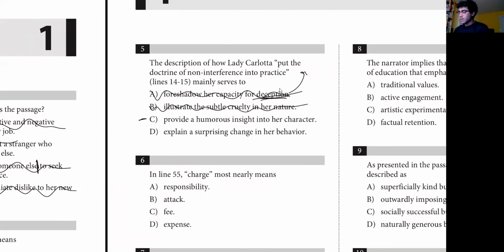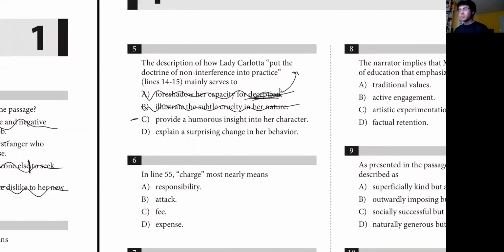But then D, explain a surprising change in her behavior. No, this is not a surprising change in her behavior because this was a one-time thing. Remember, she typically interferes in everything she does, but she only put that non-interference into practice once, right? And then it was pretty funny because some person was getting chased by a boar in the background, right?